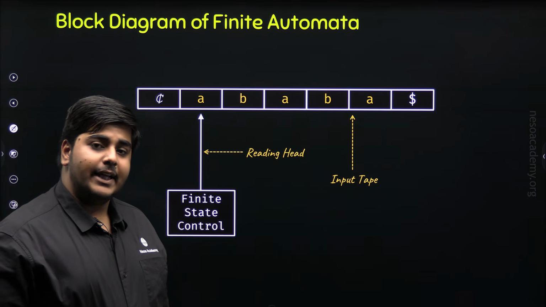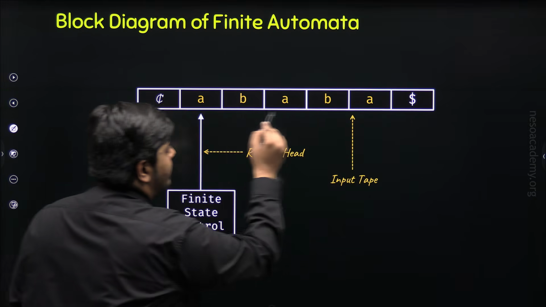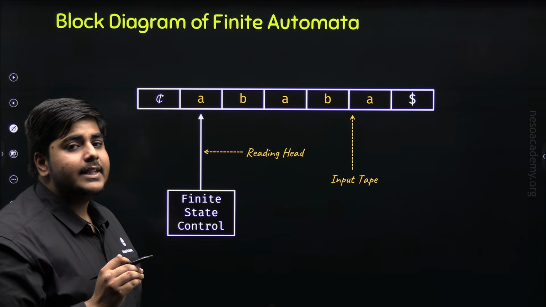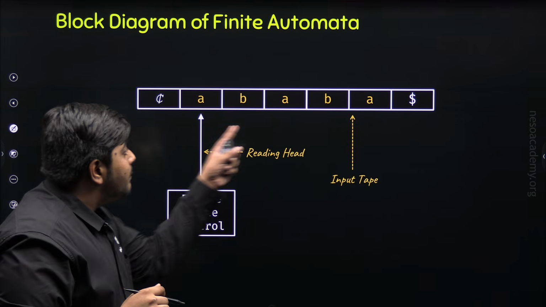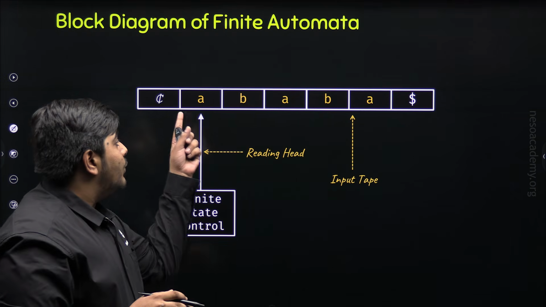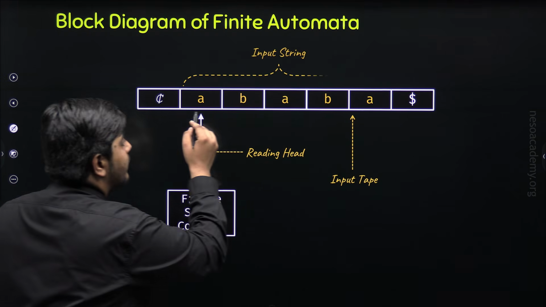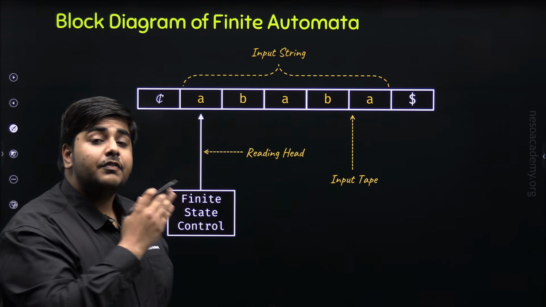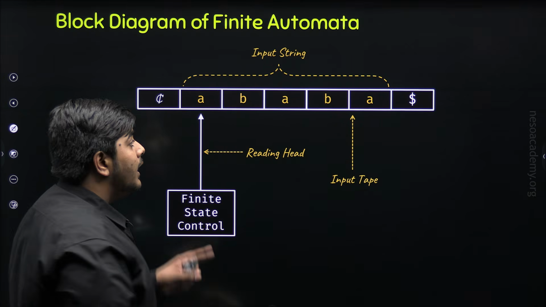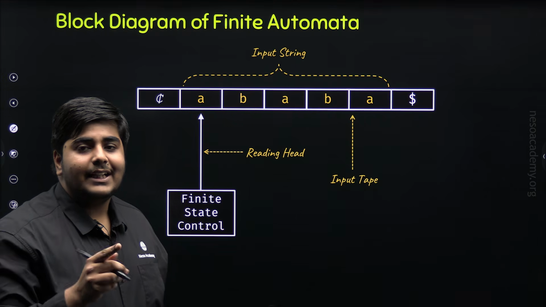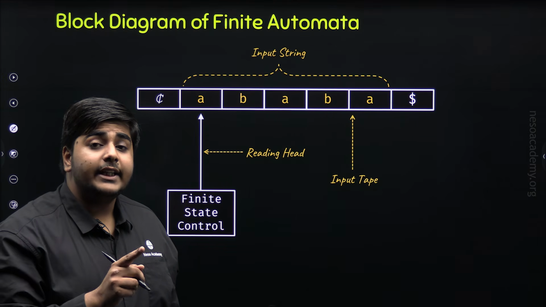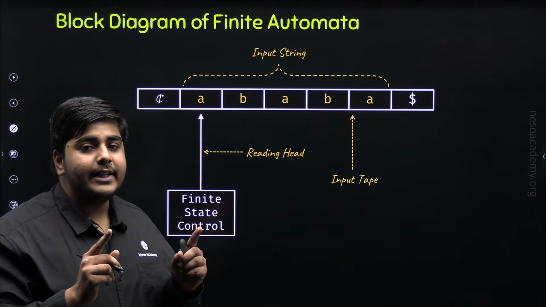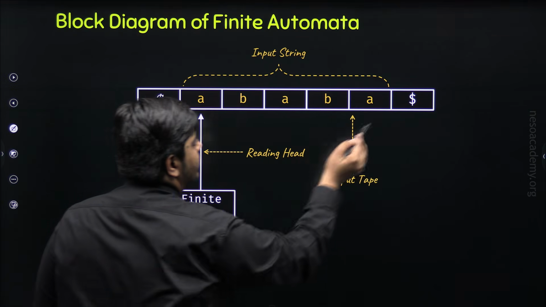So the first component is input tape. This rectangular structure is called as the input tape. And as we have already discussed in the last lecture, this input tape is used to store our input string. So this is the input string which is stored symbol by symbol in the finite input tape. Now, this input tape is of finite length. That means it cannot contain infinite number of symbols. And that is why to represent its set boundaries, we have two end markers.